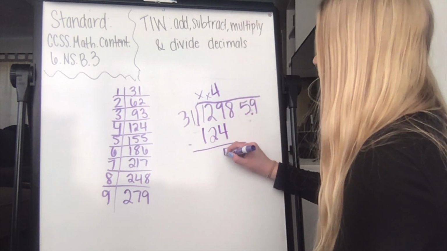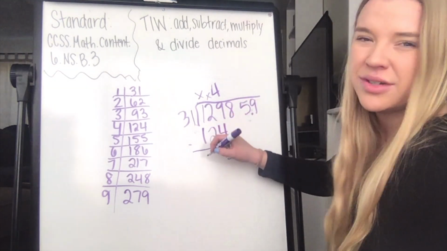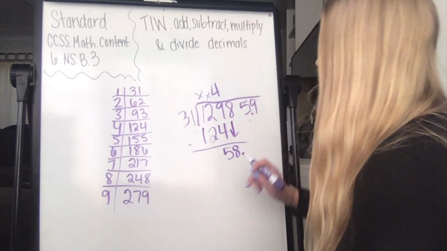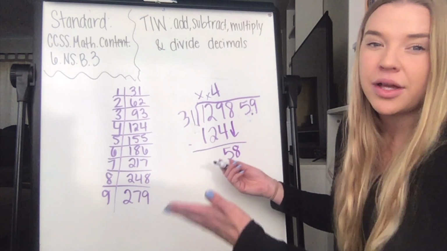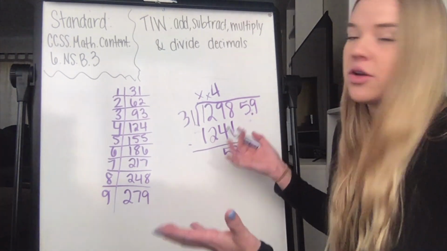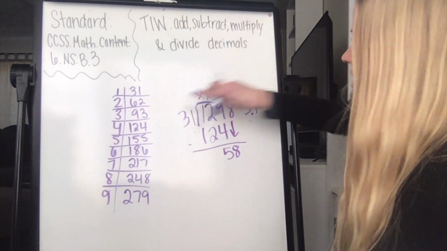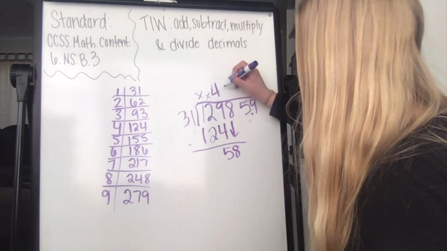9 minus 4 is 5, 2 minus 2 is nothing, and 1 minus 1 is nothing, so I'm just going to ignore that. And I'm going to bring down my next number, which is an 8. Can 31 go into 58? Well, I know 58 is bigger, so I know that it can go inside there. Let's just see how many times. 1 time, because 2 is too many, that's 62. So I'm going to write my 1 up here.